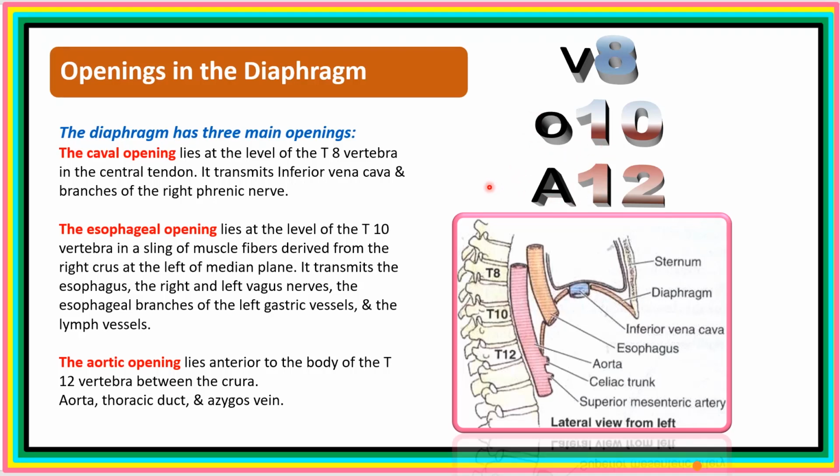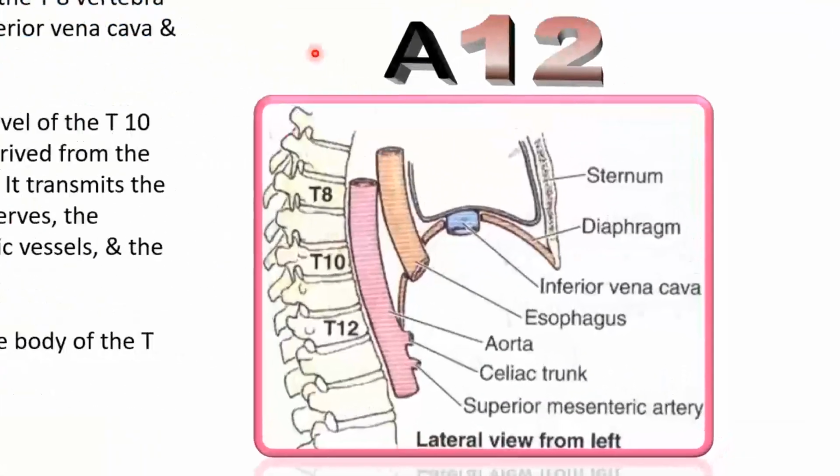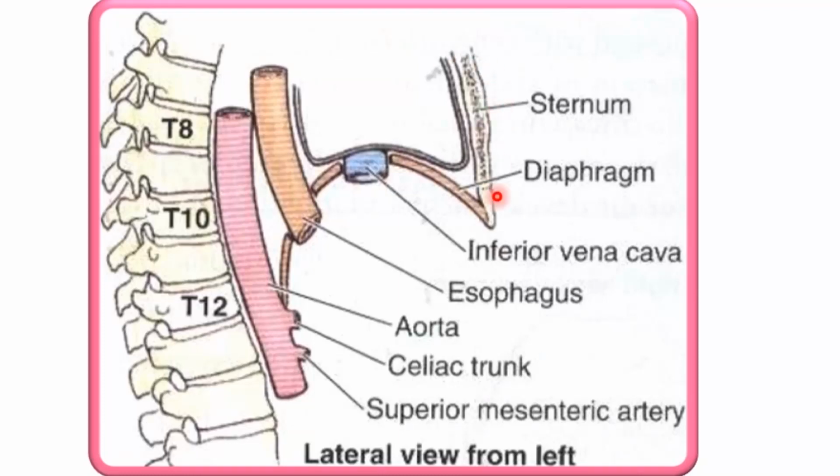Now, these big structures are not the only structures transmitted at these points of openings. We will consider other structures that are passing through these major openings. First, the caval opening. In our illustration, this is the cava opening, and that's the inferior vena cava, and we said it's at the level of T8. And here is the esophageal opening, and we said it's at the level of T10. And then here is the abdominal aortic opening, and we said it's at the level of T12. So what are those other structures that are passing through with them?